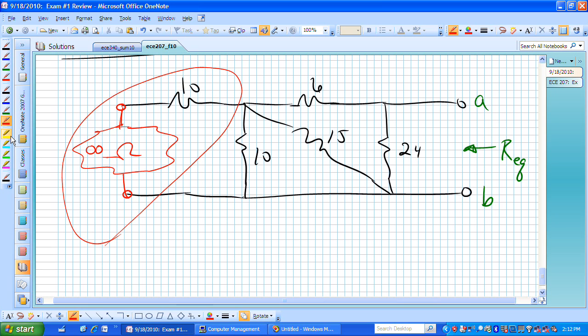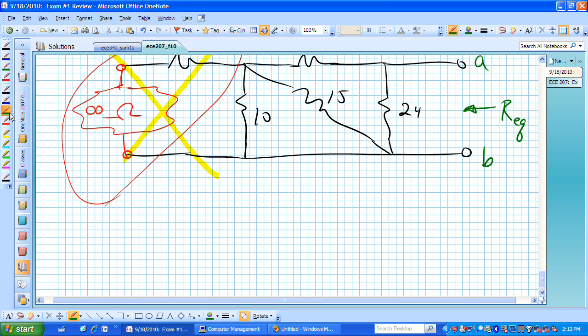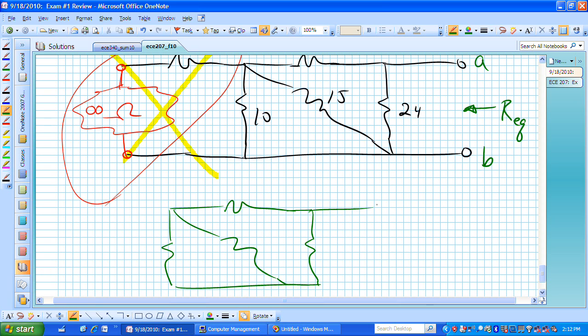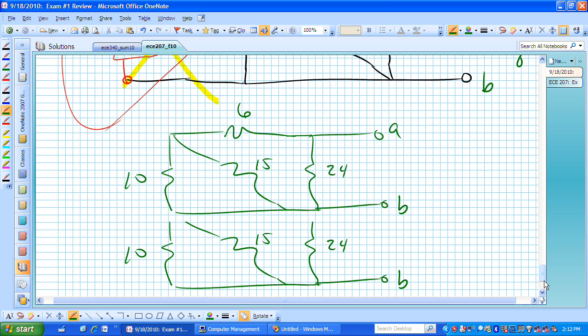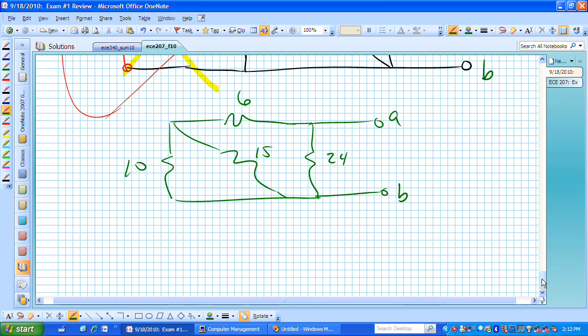This is now gone. We don't have to worry about it, and maybe it's easier to just re-sketch the system without that particular resistor hanging off on the left-hand side. Here's our 6 ohm, here's 10, 15, and 24. This is now what we have once we've zeroed the independent source. If you look at that, we'll see that this node and this node, which is really this, are shared, or those two resistors are actually in parallel, the 10 ohm and the 15 ohm.